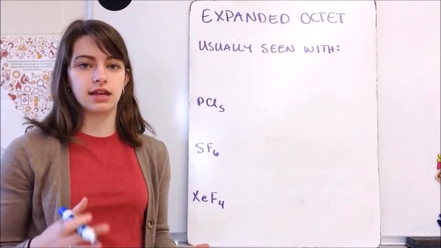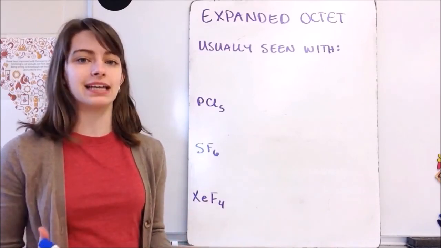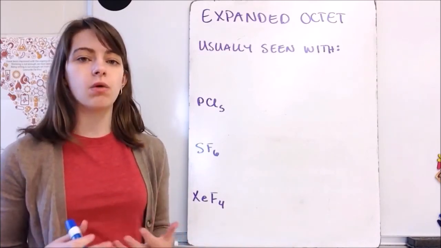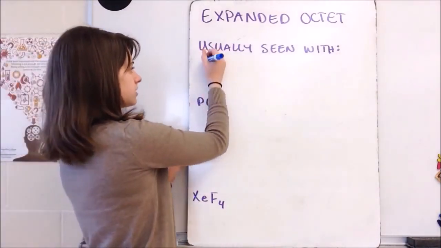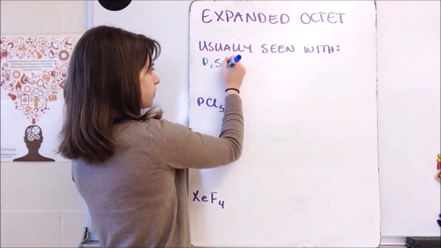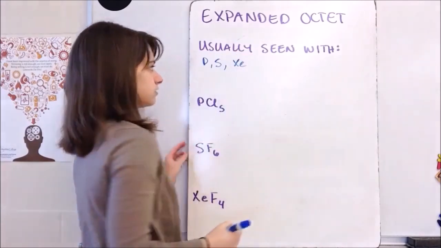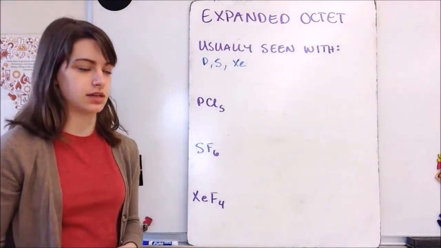This means that the central atom can expand beyond the octet rule. It can have more than just 8 valence electrons. And we usually see this with elements such as phosphorus, sulfur, and xenon, which are the most common ones that we see.